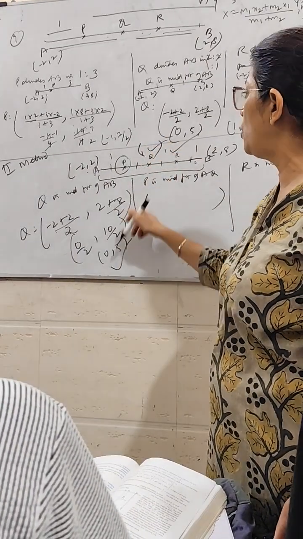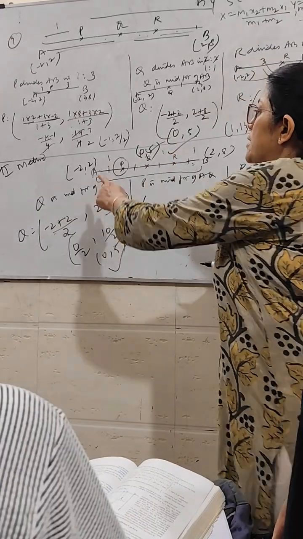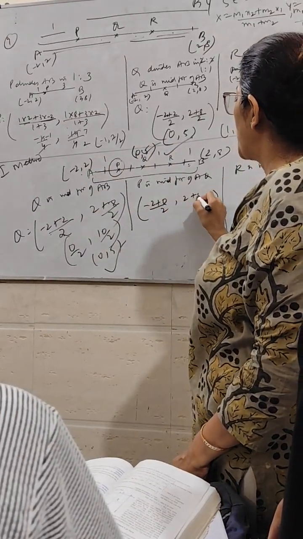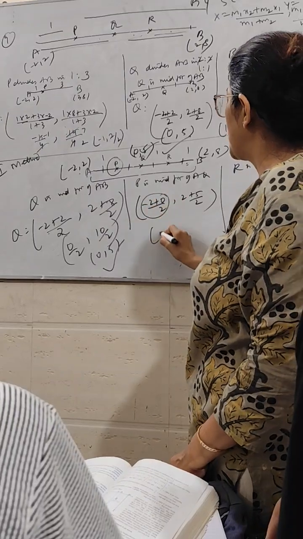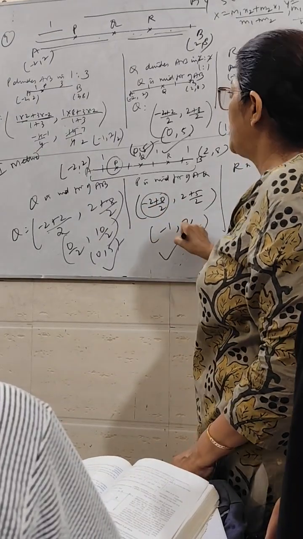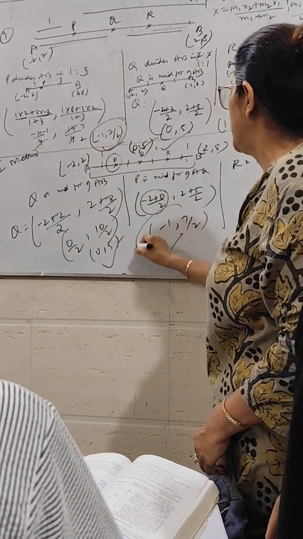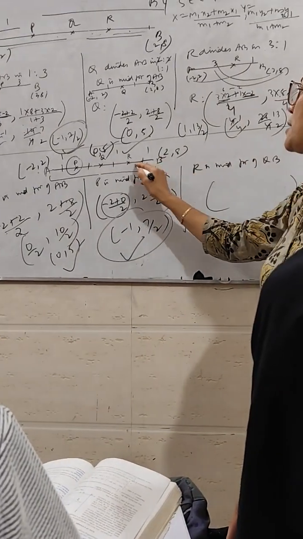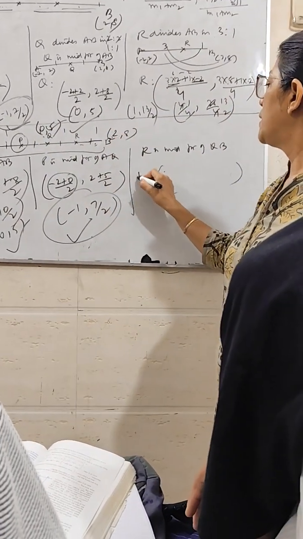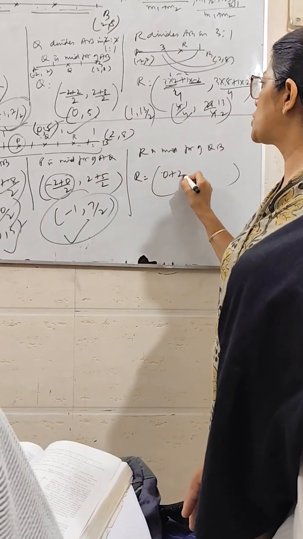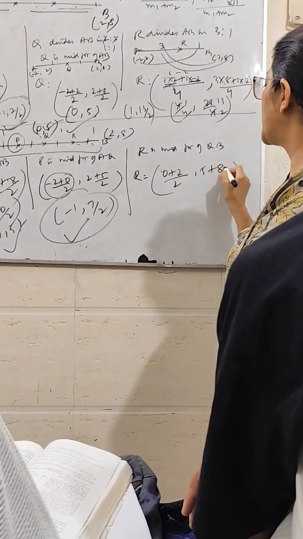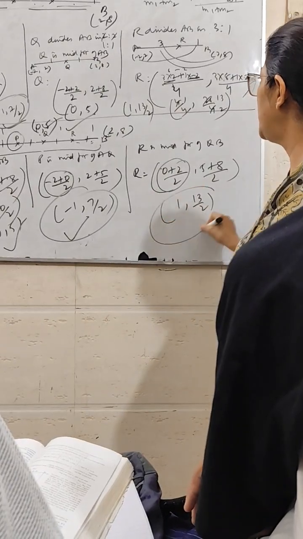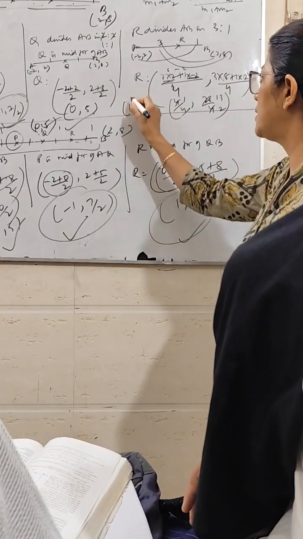P is the midpoint of AQ. अब यहाँ नोट कर लो. Q is 0, 5. इसका midpoint क्या होने वाला? -2 plus 0 over 2, 2 plus 5 over 2. -2 over 2 is -1 comma 7/2. P same. See? Isn't it? What is R? R is the midpoint of QB. 0 plus 2 over 2, 5 plus 8 over 2. 2 over 2 is 1, 13 over 2. See? Same? This is R.